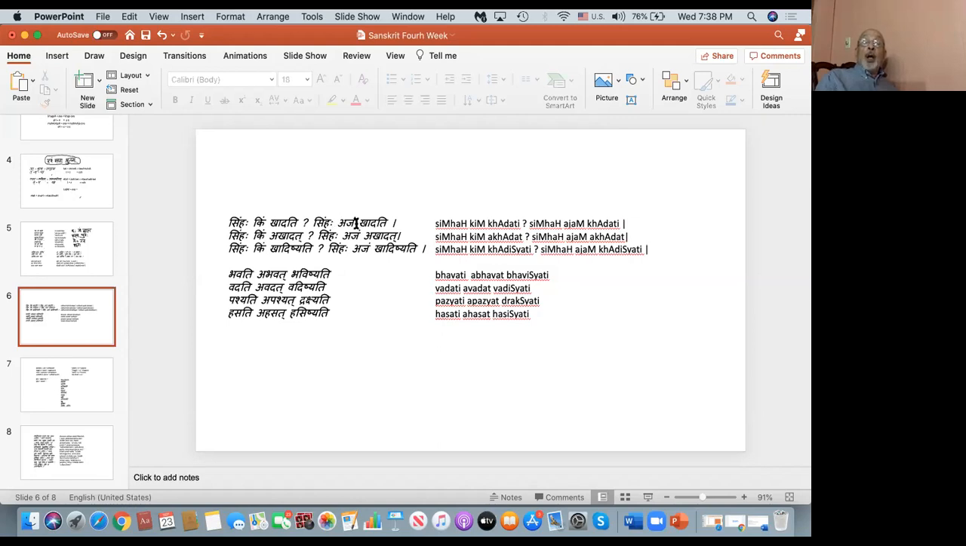Simha ajam. Ajam is an object, and therefore it is used in the second case, with the adjective. Simha ajam khadati. The question is, Simha kim khadati? What does the lion eat? Simha ajam khadati. The lion eats a goat.